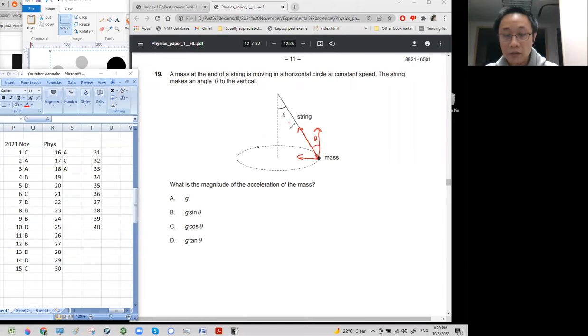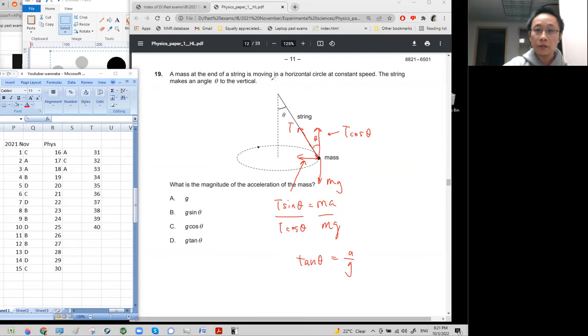That's theta. That's T. This is T cos theta, which cancels with the mg, whereas T sine theta, well, actually it's not sine. Had it had T sine theta, then sine theta should be correct, but I think it should be tangent. But let me finish the derivation first. You're looking at T sine theta equals to MA or MV squared over R. But if we just divide the 2 equations with each other, sine over cos is tangent. I hope most people know that. Tangents cancel. So tangent theta equals to A over G. So A equals to G tangent theta. So 19 is D.